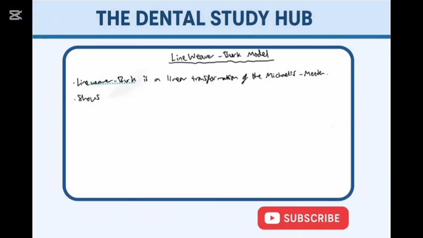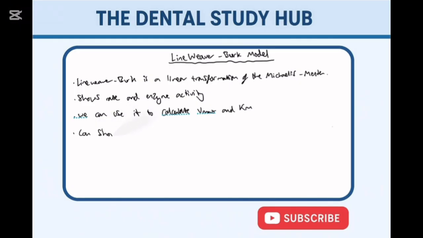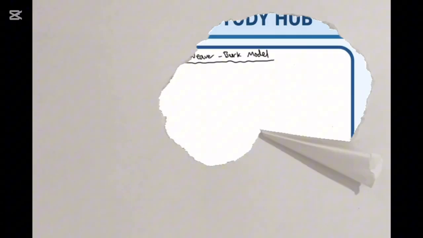So if we look at the shape, it's actually a straight line, which is the transformation of Michaelis Menten. And it shows us the rate and the enzyme activity as well. We can also use it to calculate the Km and the Vmax using different points on the graph, which you will see very, very soon. And also, we can see that it shows different enzyme inhibitors and how that affects the shape of the graph, and how it also affects Km and Vmax, which we will see in another video, but not today. So let's move on now and draw the graph.